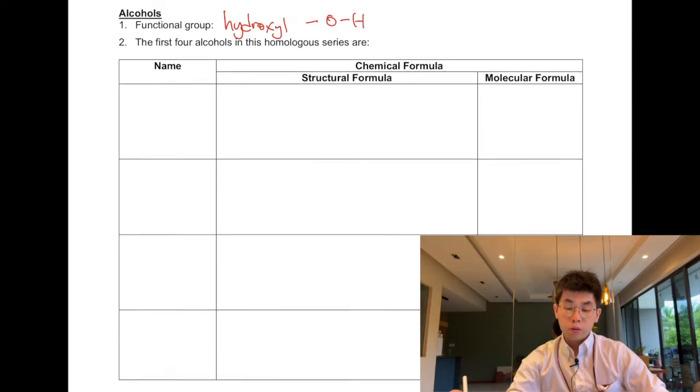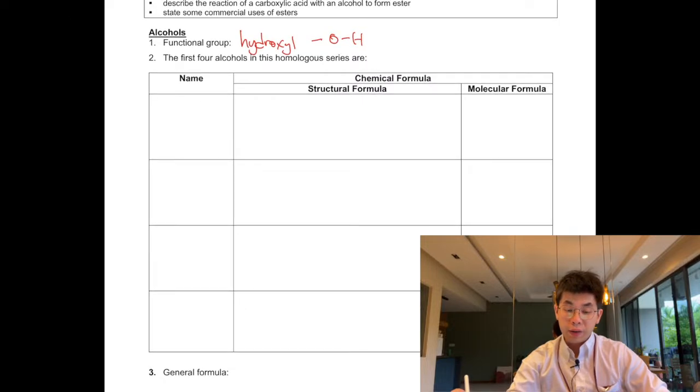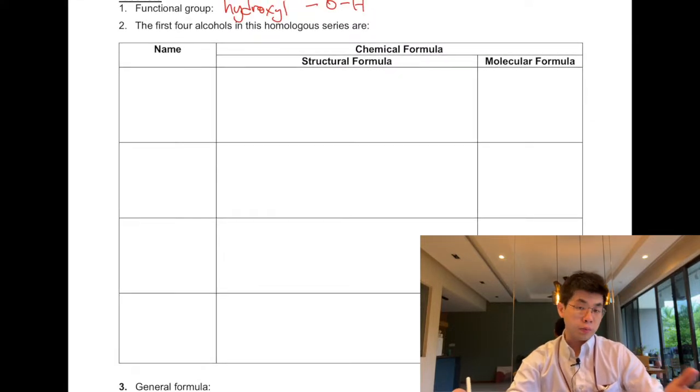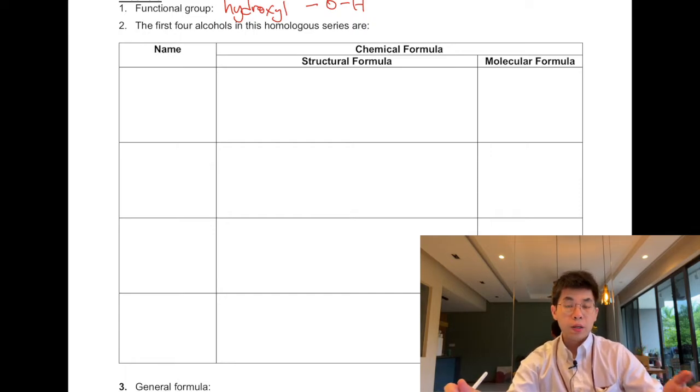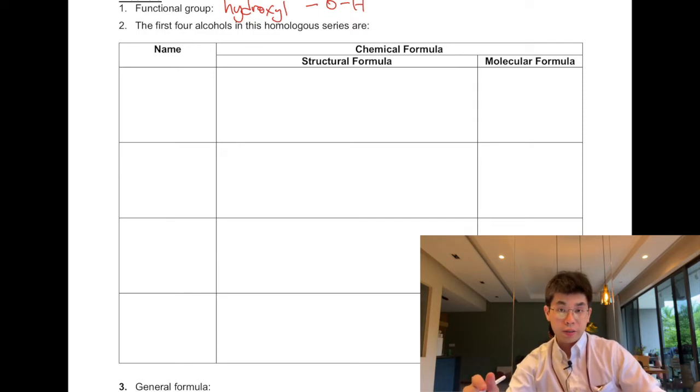And you need to be able to draw and name the first 4 alcohols in a homologous series, give the structural formula and the molecular formula. So let's pause the video now and try to recall how you draw all of this. Okay, so I'll see you after the pause.